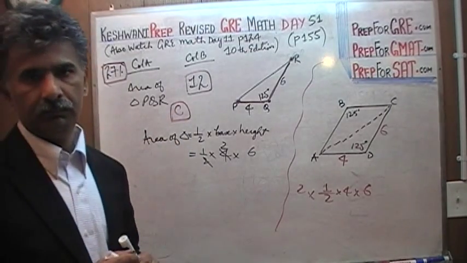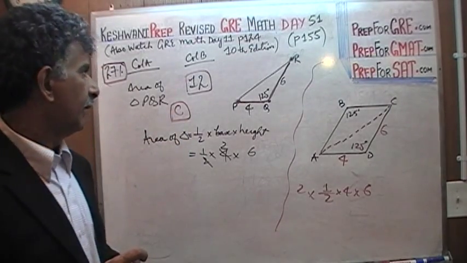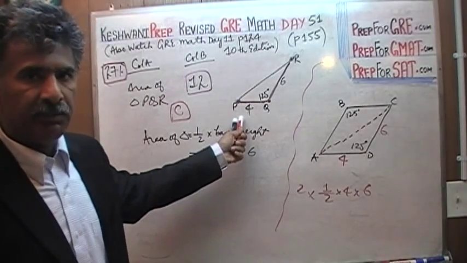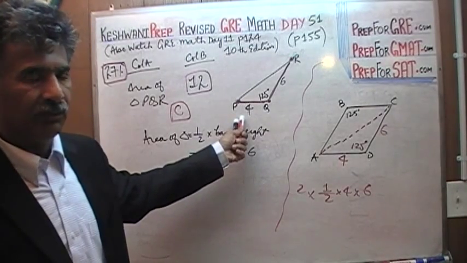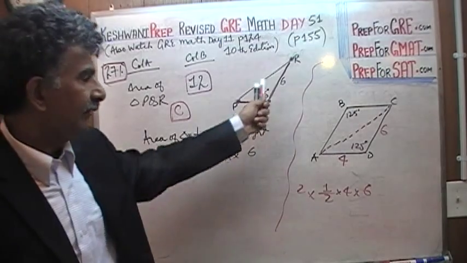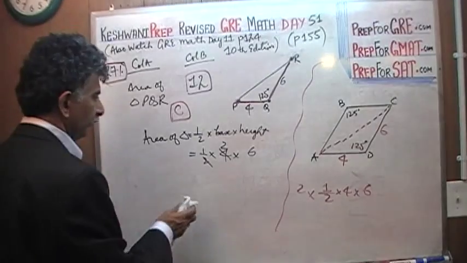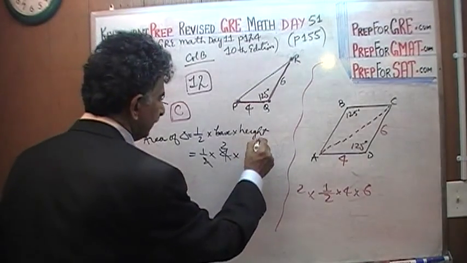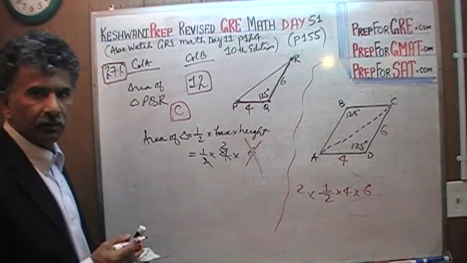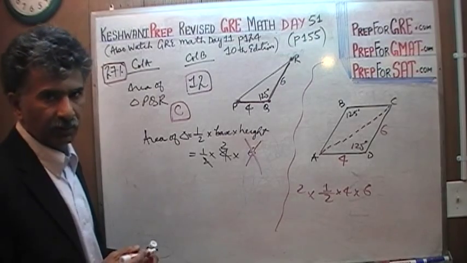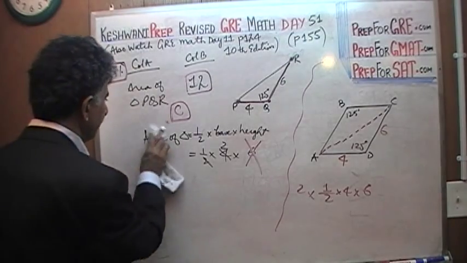They are wrong. The height of this triangle PQR is not 6. This is wrong. The height does not equal 6, and there is no way to figure out the height from this. Let's talk about what the height actually means.